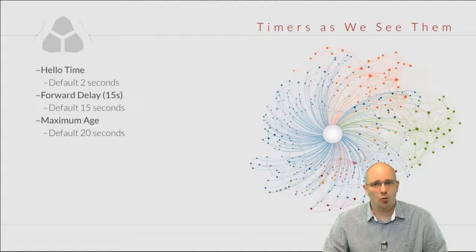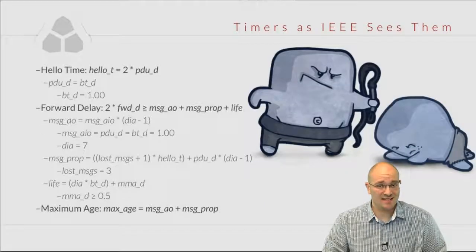But let's take a look where these numbers actually come from. And they come from IEEE recommendations. What's coming up next may not be suitable for small children and IT managers. This is how IEEE sees the spanning tree timers. Let me explain this a little bit. The hello timer is calculated as 2 times the PDU-D timer. And the PDU-D timer is something that is called the maximum BPDU transmission delay.